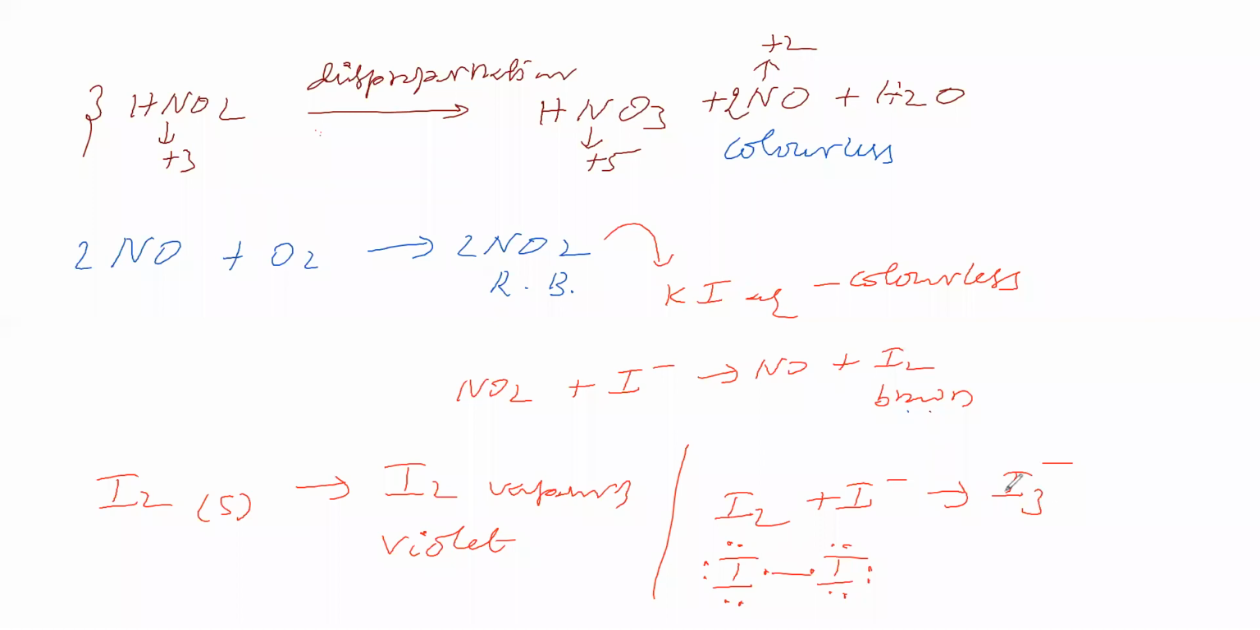Then how is I3 minus possible? How is I2 taking I minus? When it is coming under 7A group, it is in need of 1 electron. Its valence shell has 7 electrons, so it can form only 1 bond, no? Then how is I3 minus possible? Sir, that we will see. How I3 minus is possible, that point we will see.